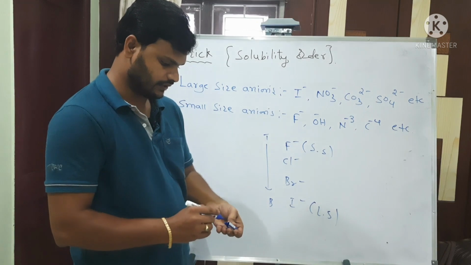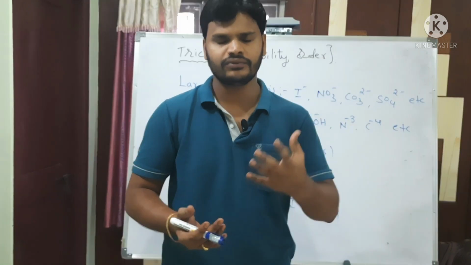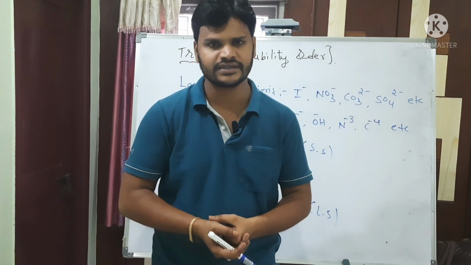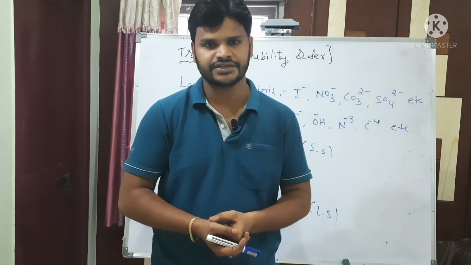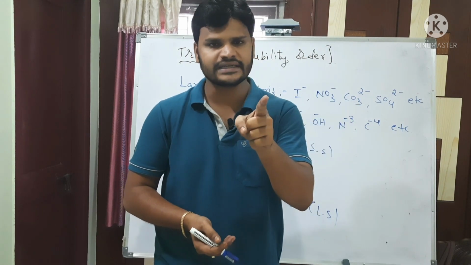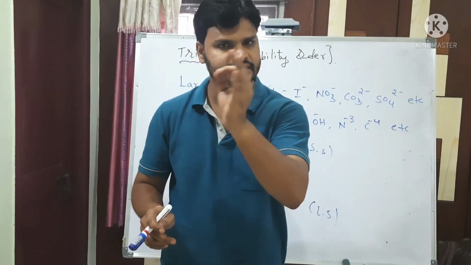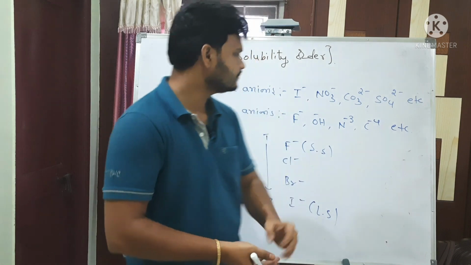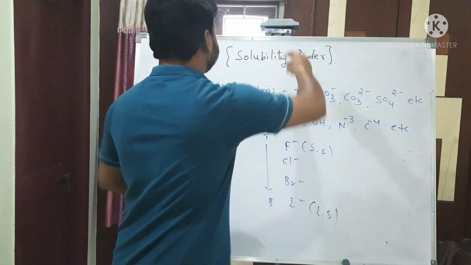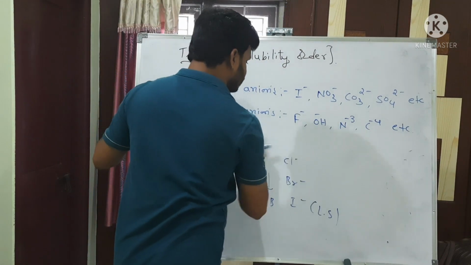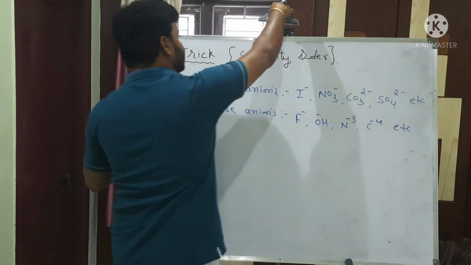Clear na? Okay. So this is very simple. If you go through the periodic table, you will get clarity. What is the definition of atomic size? What is the left to right and what is the top to bottom condition? Left to right atomic size decreases. Top to bottom atomic size increases. This point is fixed. Based on this point, this one is arrived. Clear na? Right. Next. So large size anions and small size anions completed.